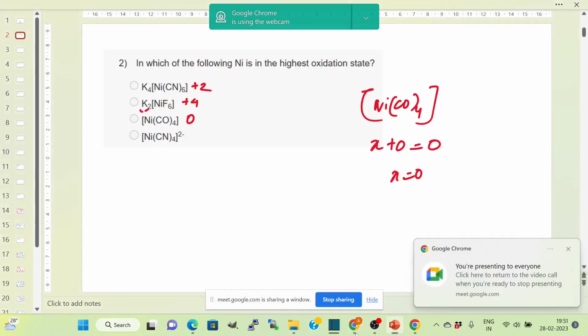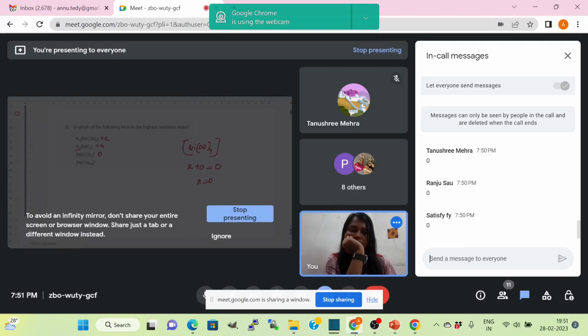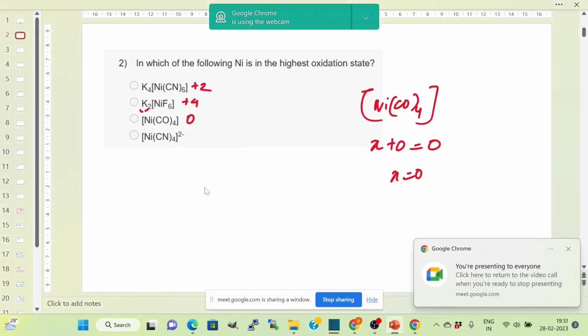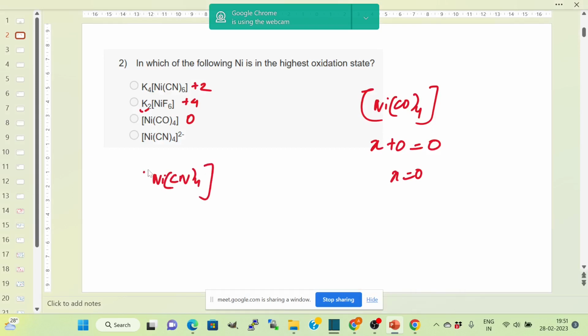Please put it in the chat box. Okay, so we'll solve. Nickel CN4 2 minus. So 2 minus is the charge on the complex. So x minus 4 is equal to minus 2. x is equal to minus 2 plus 4, which is plus 2. So you guys have solved it. So option B is the right answer. Nickel is in plus 4 state, and that's the option where nickel is in the highest oxidation state. I'm really happy that you guys are able to answer the question and find the oxidation state.